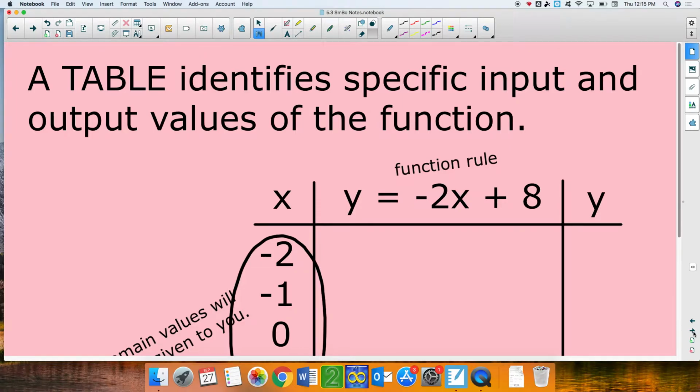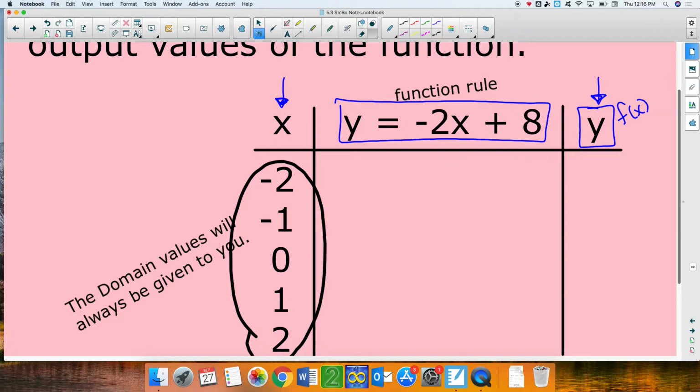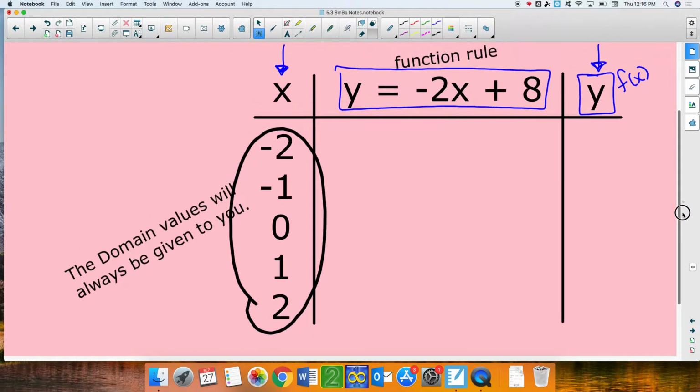So what we're going to do is use a table to graph. In a table, you're going to have your input values on the left, which we always input into x. You're going to have your function rule in the middle because we're going to input in there. And then your output values will be your y, or this could also be f of x or g of x, etc. The domain values, or our input values, are going to be the following. We're going to get in the habit of always inputting -2, -1, 0, 1, and 2.